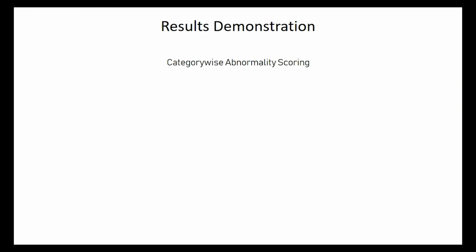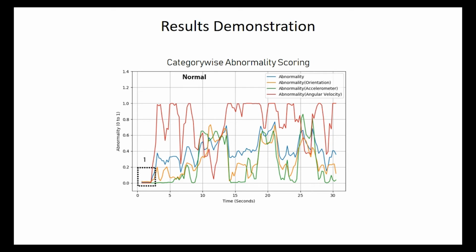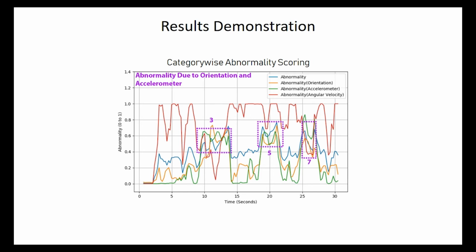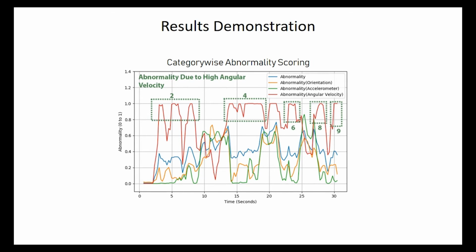Now let us see how category-wise abnormality detection works. The black dashed regions indicate no sign of abnormality. The purple dashed regions indicate abnormality due to orientation and accelerometer. The two sources are found intercorrelated. The green dashed regions indicate abnormality due to high angular velocity.